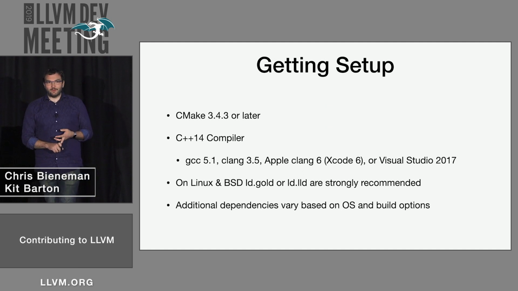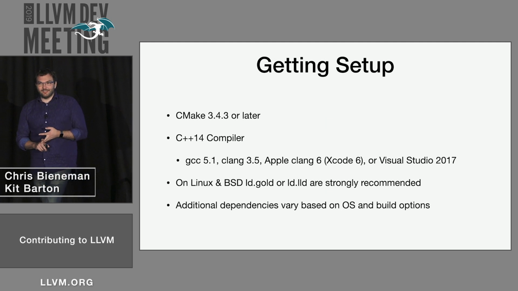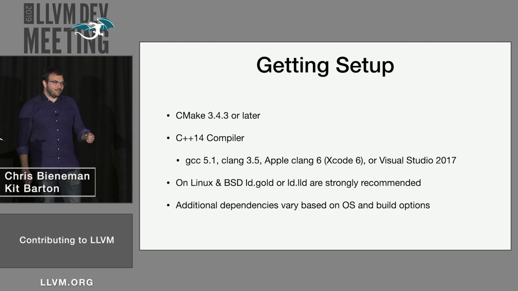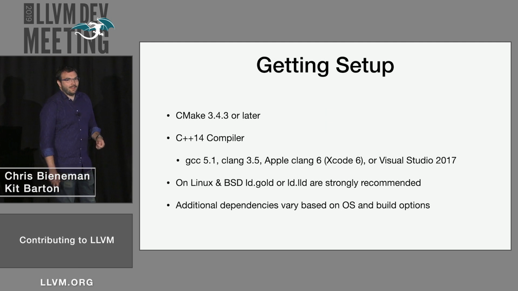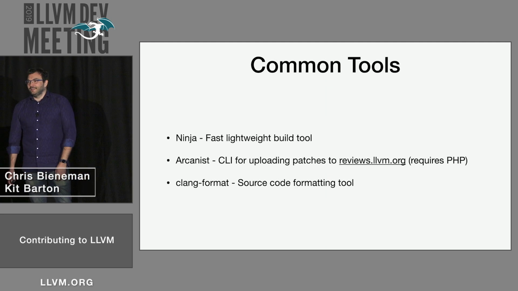We also, and this is kind of a recommendation, if you're on Linux or a BSD-based operating system, you probably want to install either the Gold or LLD linkers. The reason for that is because LLVM's debug information when you do a debug build is massive. I see some nodding. So the LLD and Gold linkers are much more efficient about their memory usage and the way that they handle debug information. So you will definitely appreciate not using the Linux default linker. There are also additional dependencies that will vary based on your host system and the options that you used. I'm not going to go through all of those because there can be a lot of them.